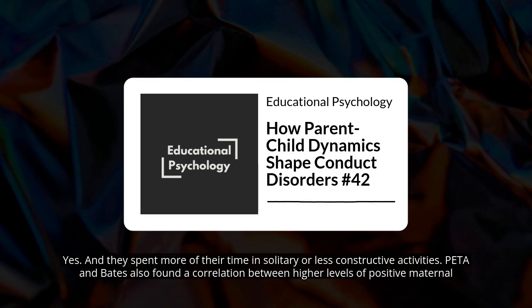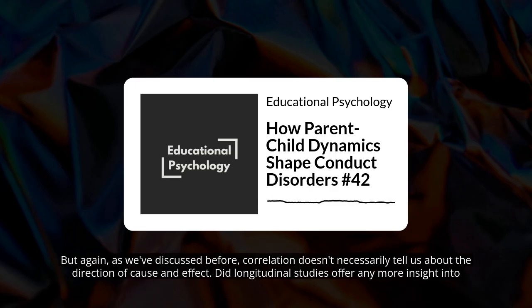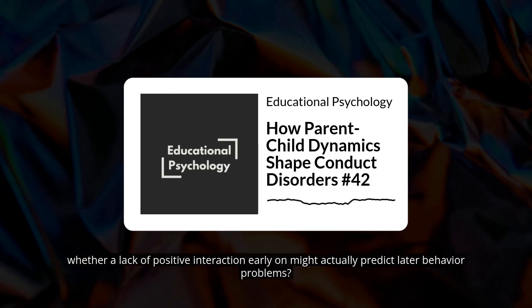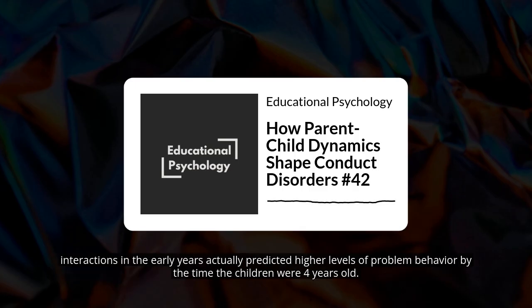Pettit and Bates also found a correlation between higher levels of positive maternal involvement and lower ratings of problem behavior in children. But again, as we've discussed before, correlation doesn't necessarily tell us about the direction of cause and effect. Did longitudinal studies offer any more insight into whether a lack of positive interaction early on might actually predict later behavior problems? Yes, Pettit and Bates's longitudinal study provided some really compelling findings in this regard. They found that a lack of affectionate and what they termed educative interactions in the early years actually predicted higher levels of problem behavior by the time the children were 4 years old.